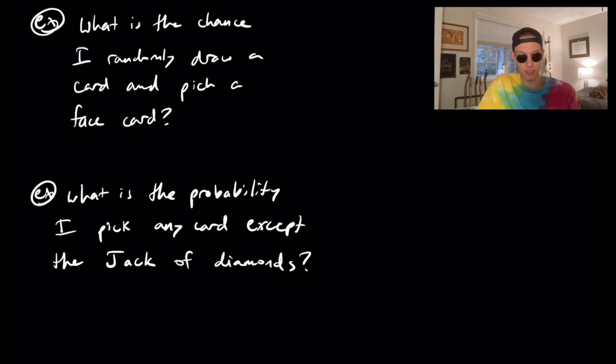All right, next up, what's the chance that I randomly draw a card from our 52 card deck and pick a face card? If you don't know what a face card is, it's a card that has a face on it. Who would have thought? And those are going to be your kings, queens, and jacks. Each suit, the hearts, diamonds, clubs, spades that we saw just before, each suit has a king, queen, and jack. So there are 3 face cards for each suit.